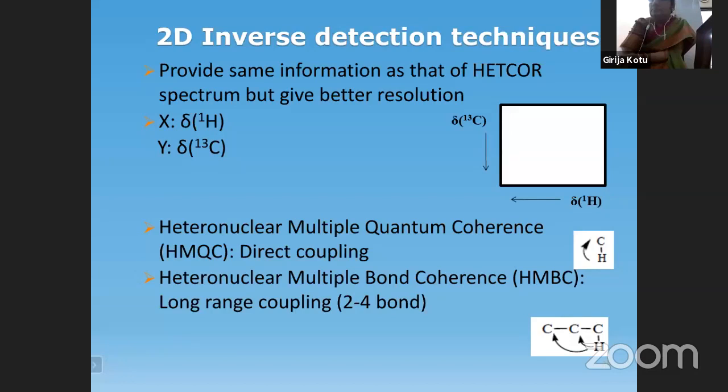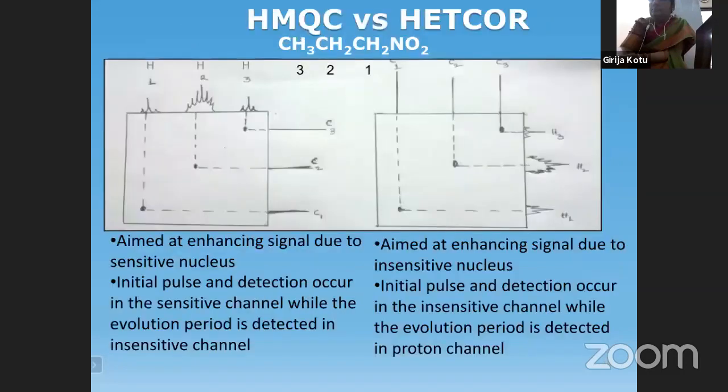Whereas in HMQC, it is only one bond, that is short range, direct coupling. So HMQC is exactly as that of HETCOR. Only thing is the axis is interchanged. Now I'm doing a comparison study so that it will be more clear. I have taken the example 1-nitropropane. On the left it is HMQC, on the right it is HETCOR.